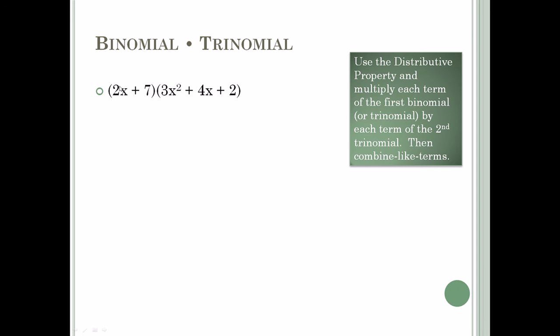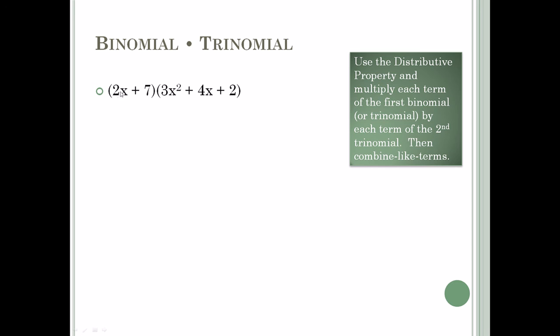So we're going to use the distributive property. We're going to take 2x and we're going to give it to this number, and this number, and this number, each one of those terms. So 2x times 3x squared is 6x to the third power. Don't forget to add your exponents. 2x times 4x is 8x squared, and 2x times 2 is 4x. All right, so 2x is done.